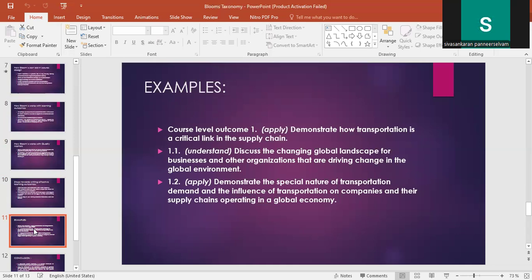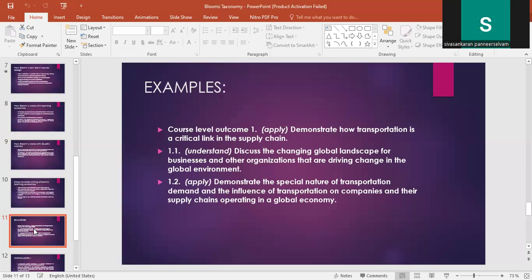See, when you say demonstrate something else, you have to use the equivalent action verb. So apply means a student has to get the knowledge by doing some real-time projects with the industries that are related to transportation and logistics business, to know the knowledge about the influence of transportation in supply chain.